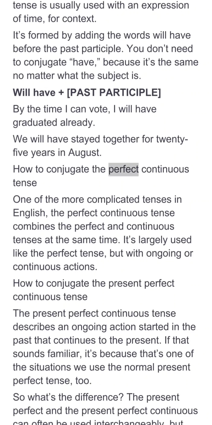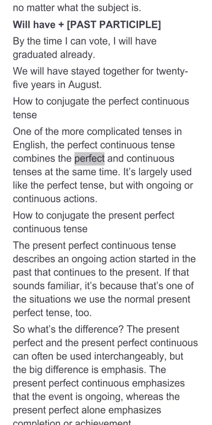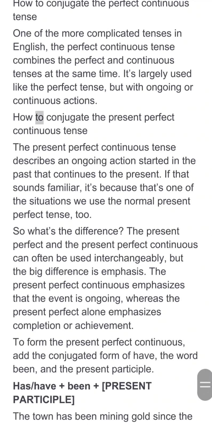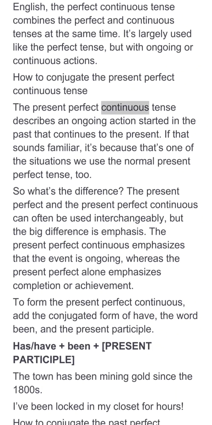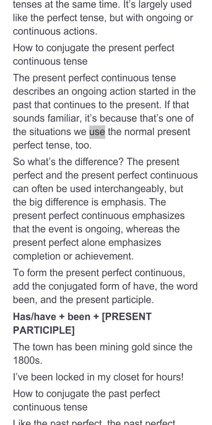How to conjugate the perfect continuous tense? One of the more complicated tenses in English, the perfect continuous tense combines the perfect and continuous tenses at the same time. It's largely used like the perfect tense, but with ongoing or continuous actions. How to conjugate the present perfect continuous tense? The present perfect continuous tense describes an ongoing action started in the past that continues to the present. If that sounds familiar, it's because that's one of the situations we use the normal present perfect tense, too.